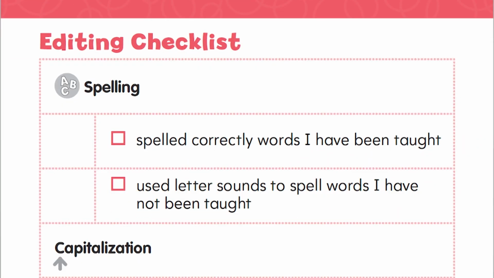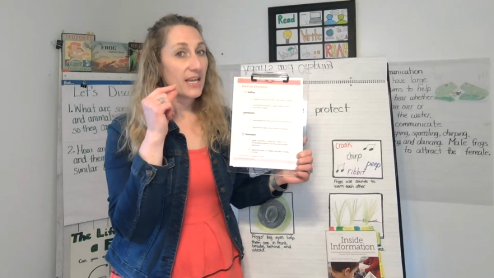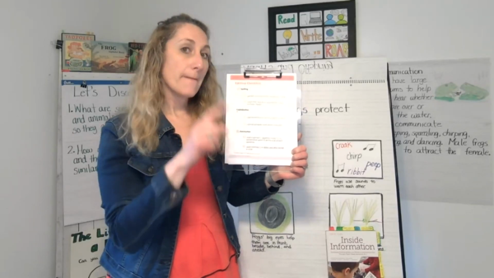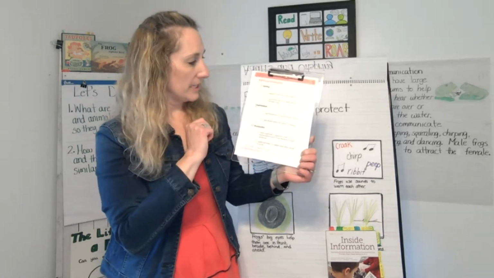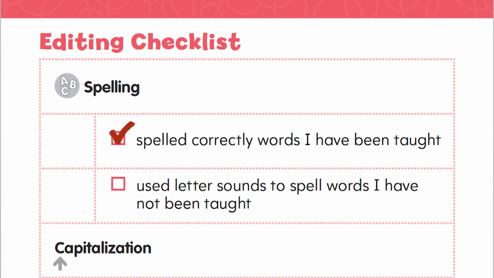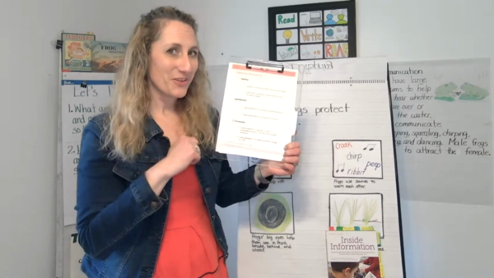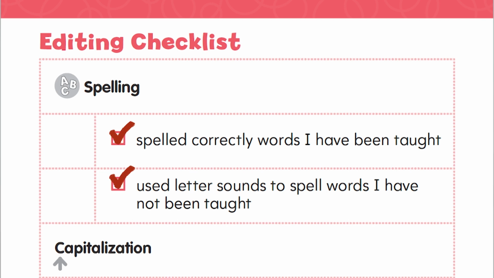For spelling, we're going to check and make sure that we spell correctly words that we've been taught. So you still want to be doing that good sounding out and stretching and thinking how you think you spell the word. But then when you go back and reread, did you spell the words that you know correctly? And then here's that second part. It says use letter sounds to spell words I have not been taught. So you're really stretching sounds and putting down what you know about letters and sounds to spell those words that are harder that you don't know yet.